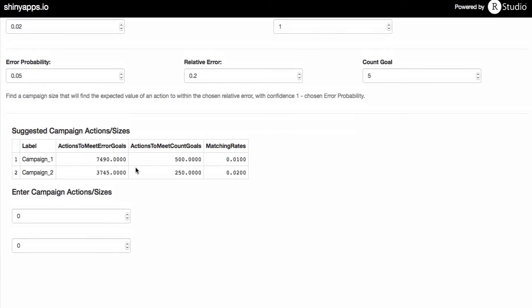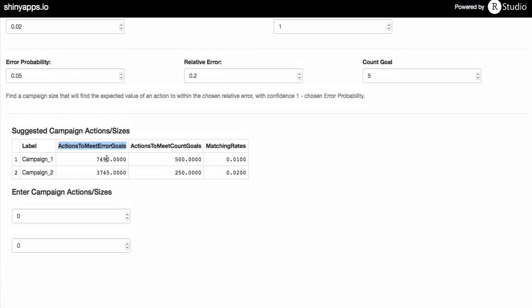The 3 result columns in the size suggestion table are as follows. The actions to meet error goals is, if you were to run each campaign with a number of actions equal to the suggested numbers, then with probability 1 minus the error probability, so with 95% probability, we would measure each campaign to within plus or minus 20% of its true value. It's actually plus or minus 20% of the largest campaign, so smaller ones are off by the same absolute error, which might be a slightly larger relative error.